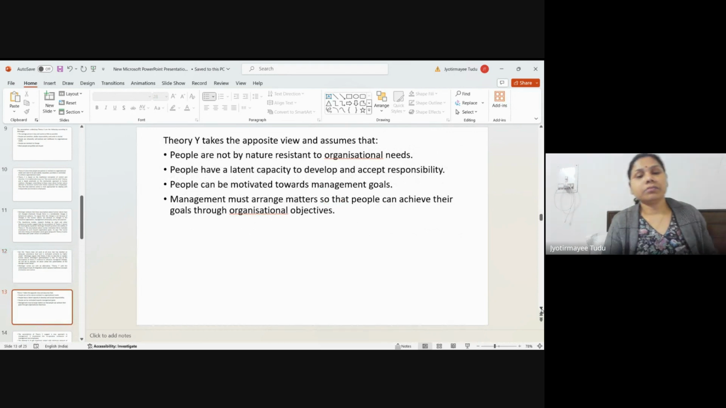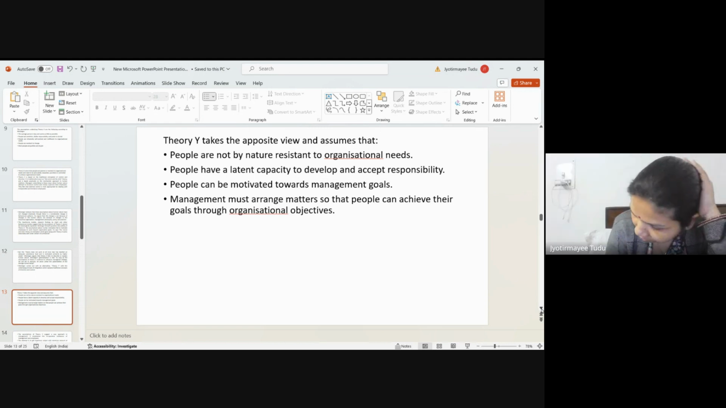So these are some assumptions of theory Y, which stands in opposition to theory X, or the assumptions which have been taken under theory X. These things are there, like people are not by nature resistant to organizational needs. People have a latent capacity to develop and accept responsibility. People can be motivated towards management tools, and management must arrange matters so that people can achieve their goals through organizational objectives. Okay, so you could say that this is completely opposite to those assumptions which were presented in the case of theory X.